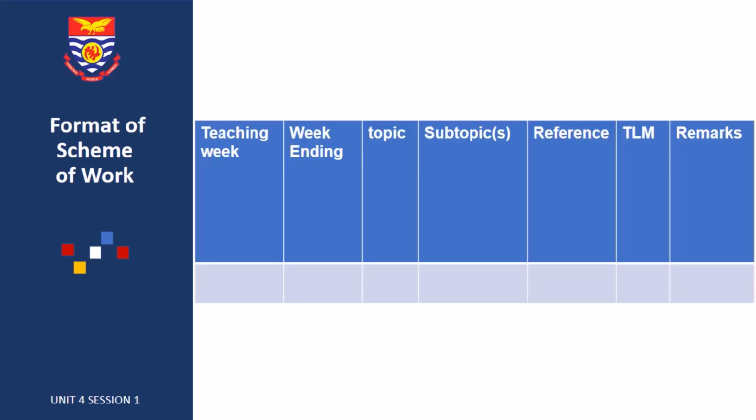Now, format of scheme of work. From here, you can see that we have teaching week, week ending, the topic, the subtopics, the reference, the TLM, and then the remarks. The first column of the scheme of work deals with the teaching week for the term. The second column notifies you of the specific date for the week. Having noted the week and the date, you need to indicate the topic you'll be teaching during that week. If the topic is broad and comes with subtopics, then you will need to indicate those subtopics.